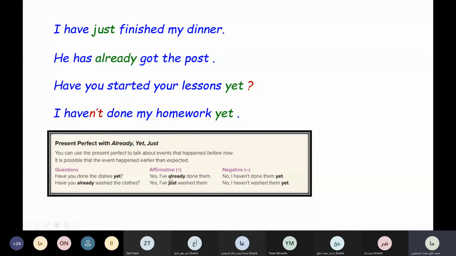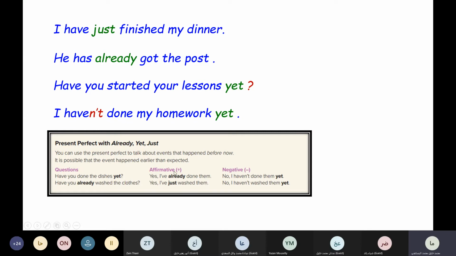Yes, I have already done them. Yes, I have just washed them. Look at the negative. No, I haven't done them yet. No, I haven't washed them yet. Now, what do you realize? Yet is used with what? Negative sentences or questions, and it comes at the end of the sentence.